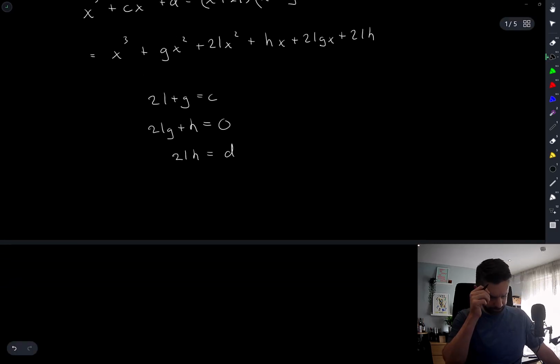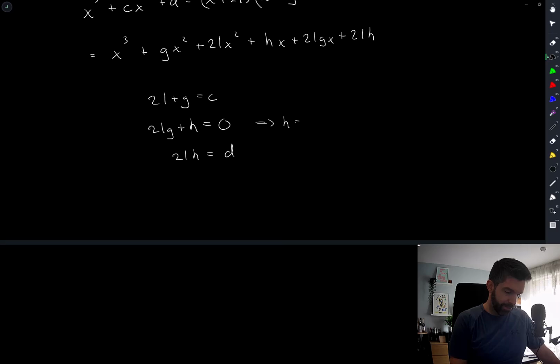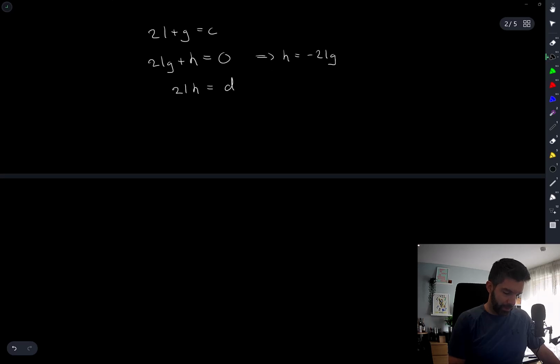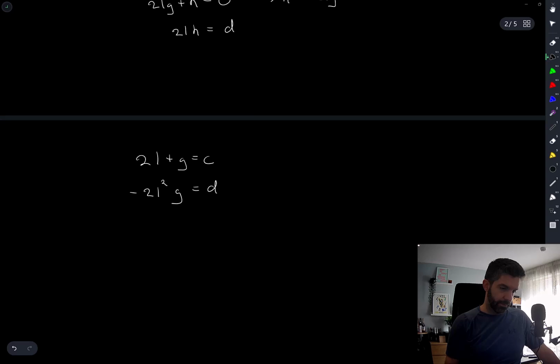So let's write this as h is equal to negative 21g. So now I have 21 plus g is equal to c, and negative 21 squared g is equal to d. What's 21 squared? 481?